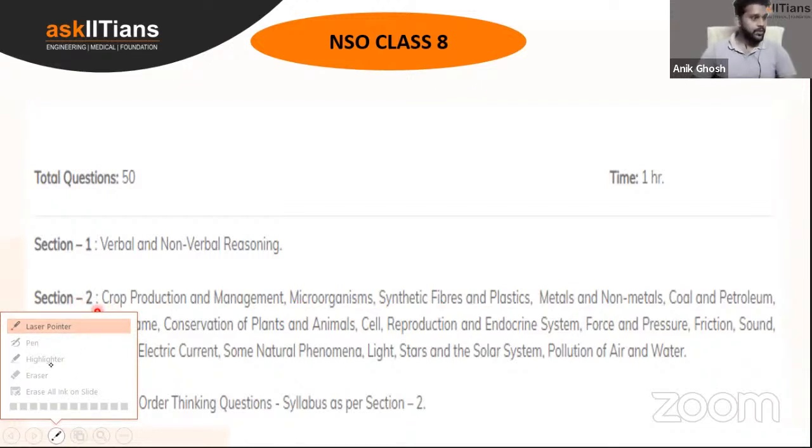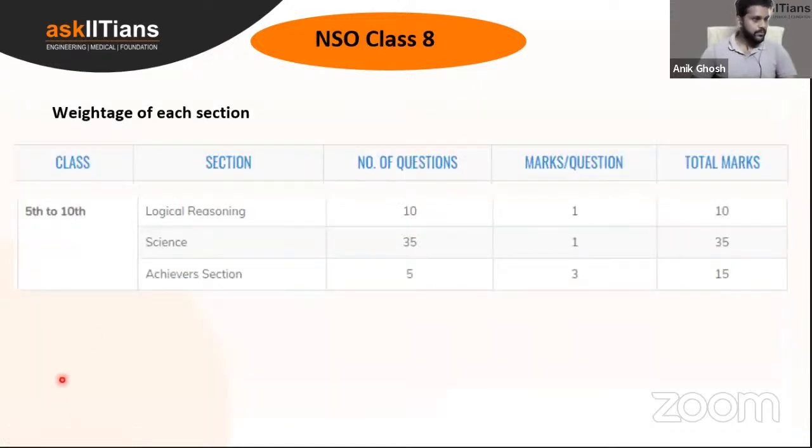Okay. So now the second, here I'm going to discuss the type of sections. There would be three sections in your exam. One would be logical reasoning, then you would be having science, and then you would be having the achiever section. So in the logical reasoning section, there would be 10 questions, as you can see over here, and you would be having 1 mark per question. Okay, and the total marks would be 10.